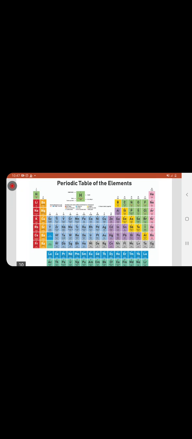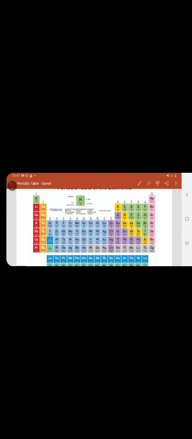Now, we are going to talk about the periodic trend. So by the way, ito lang yung nakikita natin. I think I've said this in some lessons already. This is the periodic table for convenience. The real periodic table looks like this one. The lanthanide and actinide series are connected after barium and radium.